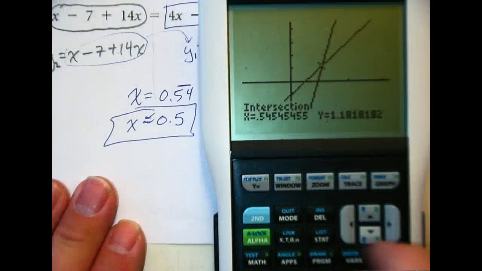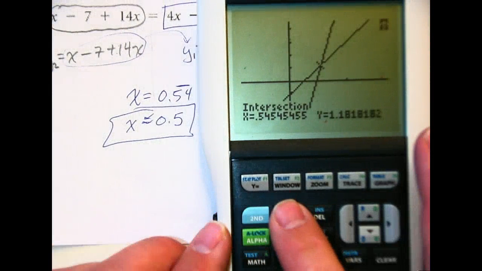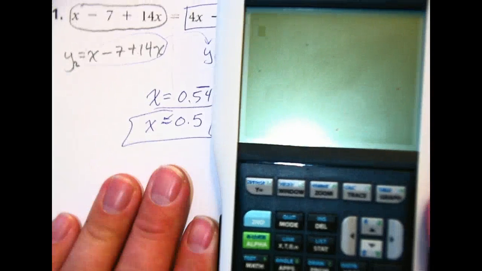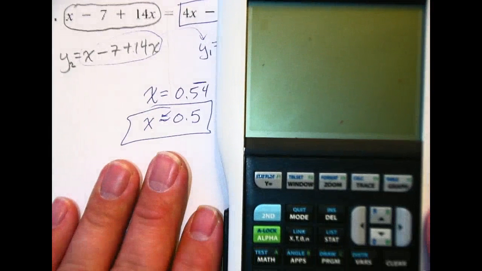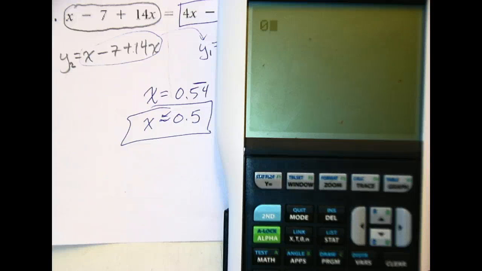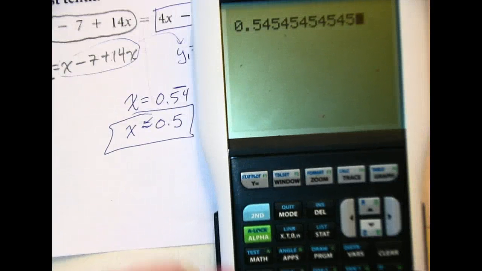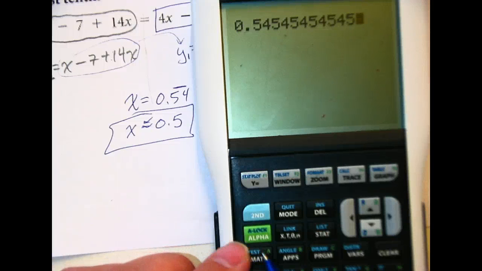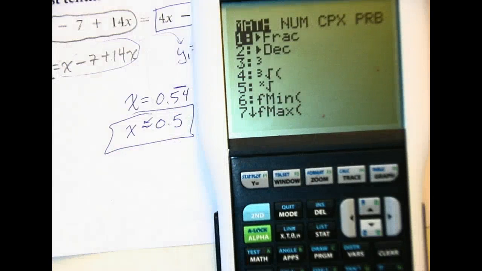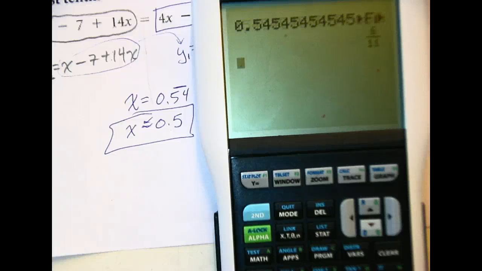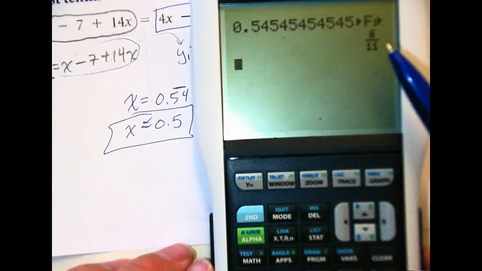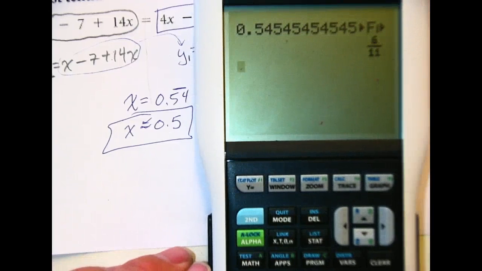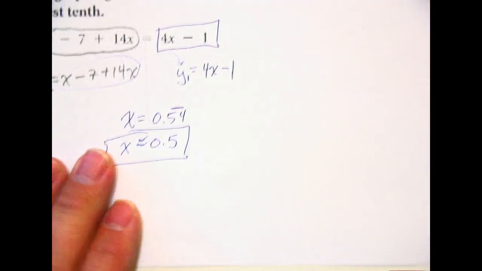Approximately. Hey, one other thing, just so you know, if you ever want to change that to a fraction, if you type 0.545455, and then push the math button and select option 1 and hit enter, it changes it. It's 6/11ths. Now, if you didn't get that, once again, you're going to have to go back and watch that later.